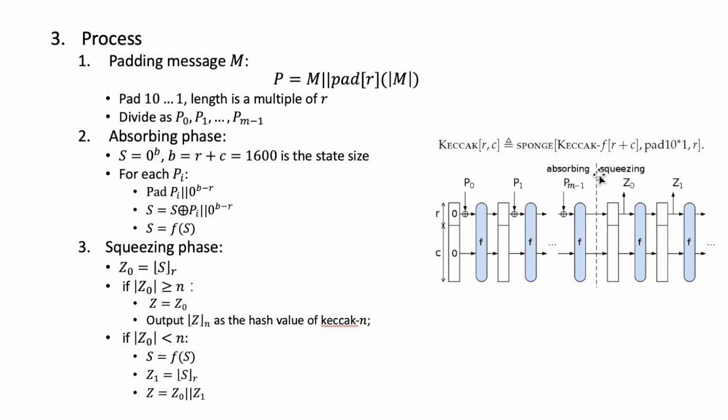Then we enter the squeezing phase. First we output the first R bits of the state as Z0. If the length of Z0 is larger than the output length n, we let Z equal Z0, and we output the first n bits of Z as the hash value of the Keccak hash function.